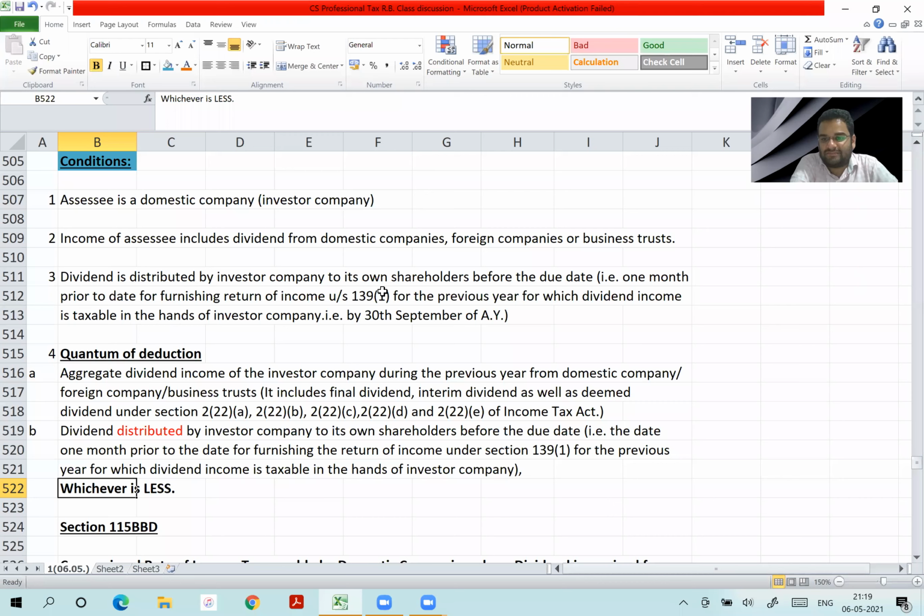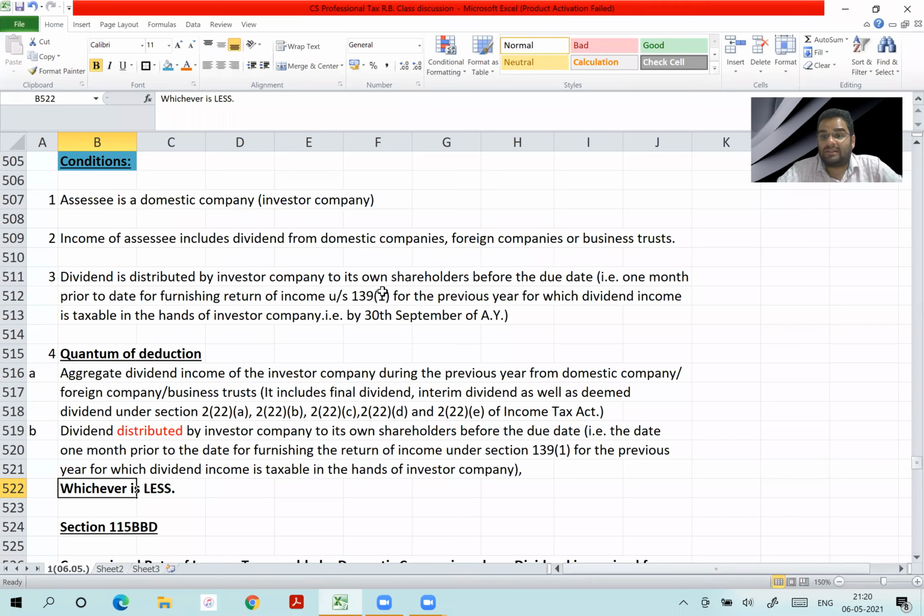Is the point clear? So in short, I will pay tax only on 15 lakhs and you will pay tax on 25 lakhs. Understood? Logic and everything. Happy? Surely they will ask you this in the exam.